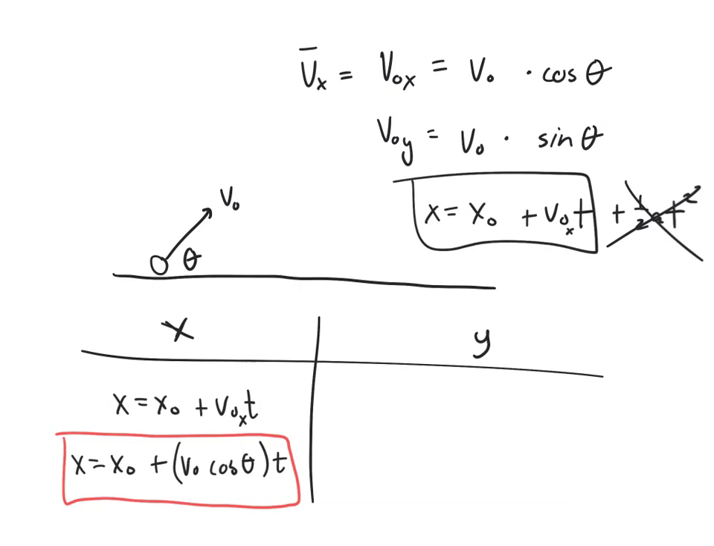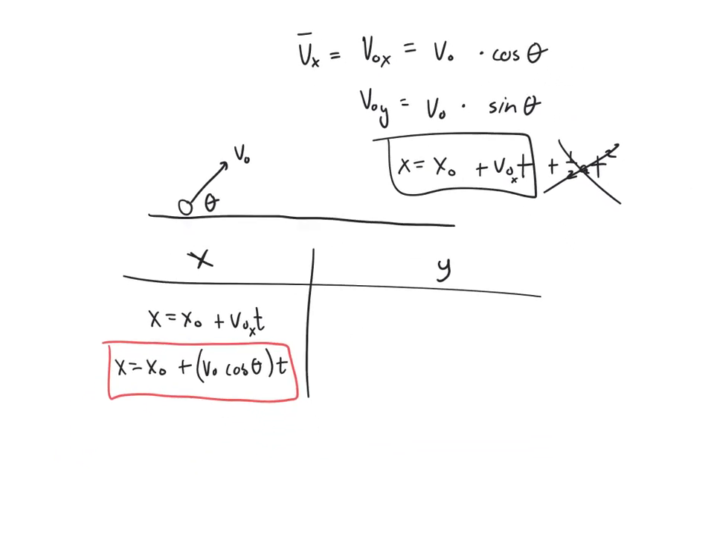And then in the y direction, we've got all three still. I'm going to quickly jot them down so you can remember them. We've got y equals y0 plus, now watch what I'm going to do. Whenever I put v0y, I'm just going to put v0 sine theta.